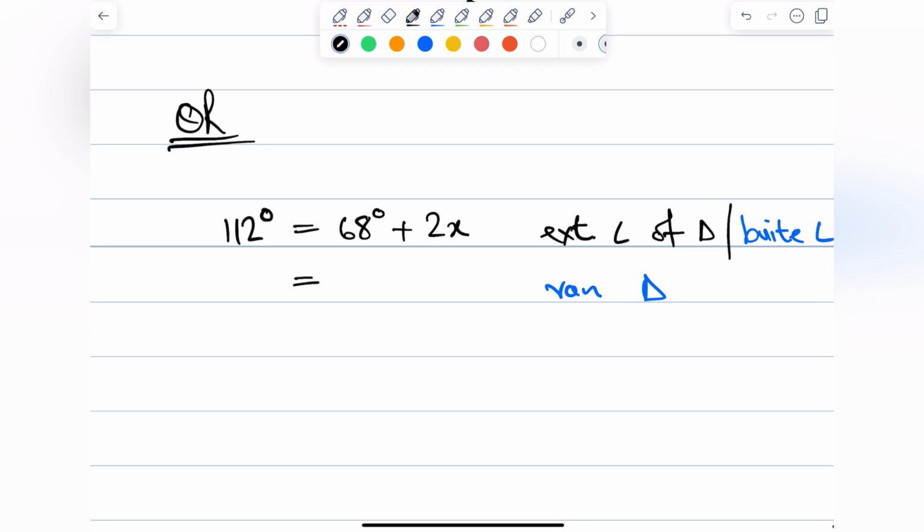So all that's left to do is to solve the equation for x. I'm going to subtract 68 from both sides, and I will have 44 degrees on that side, and I'll have just 2x left on this side.